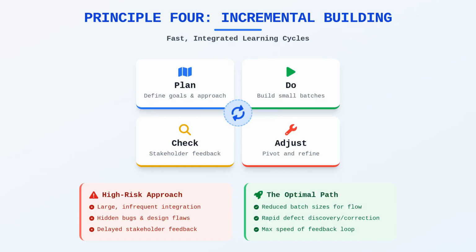By reducing batch sizes, you allow for more frequent flow, which naturally stabilizes the delivery tempo and improves quality. Smaller batches mean that if a defect is introduced, it is discovered quickly and corrected with minimal effort. This approach turns the complex development process into a series of manageable, fast-paced experiments. The goal is to maximize the speed of the feedback loop, allowing the organization to pivot as soon as evidence suggests a change is needed.